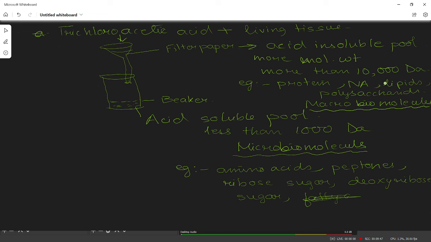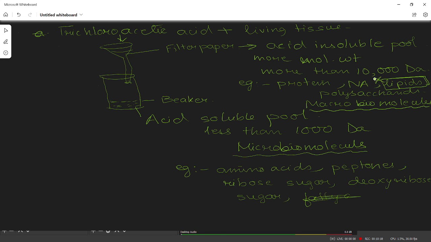Now, talking about lipids, this is an exception. Lipid has less molecular weight. It should actually be called as microbiomolecules, but still they are not soluble. They do not pass through the filter paper to form the acid soluble pool. That's why they are detained on the filter paper.